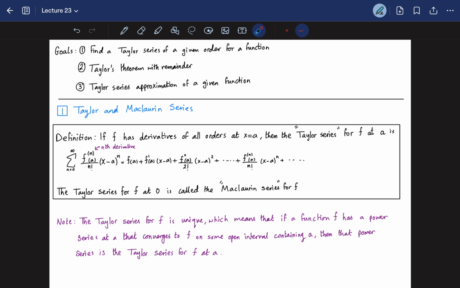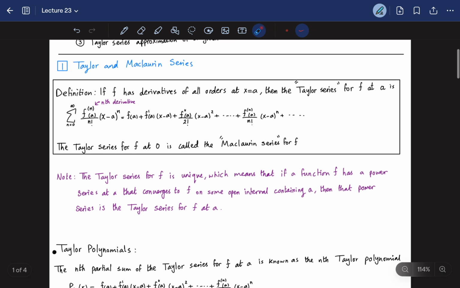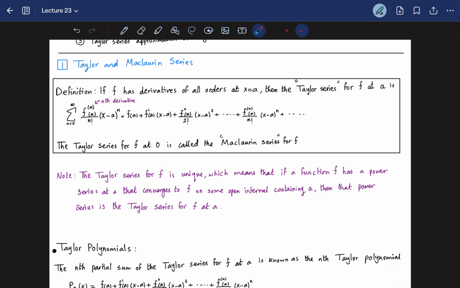Now a Taylor series at x equals 0 is a Maclaurin series. So a Maclaurin series is just a special case of your Taylor series. Now the Taylor series for any function is unique. For example, if you have a certain function and you have a power series representation for that function, then that power series is actually your Taylor series at the point a. So if your function already has a power series, that's already your Taylor series. I can't have multiple Taylor series for the same function.